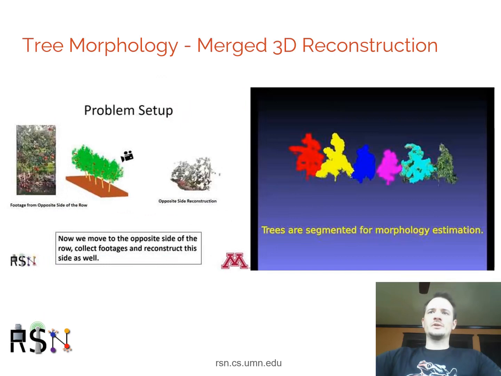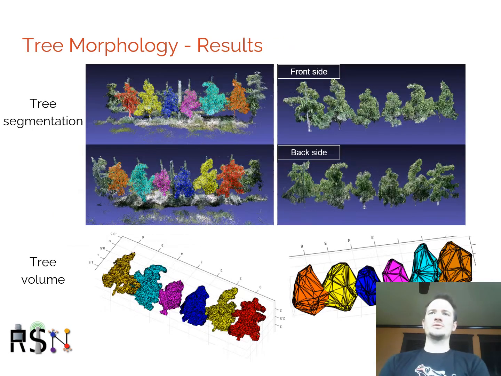The created 3D reconstruction is also useful for other tasks. For example, we can use it for tree morphology metric extraction, such as tree height or volume. Here you can see how we use the merged 3D reconstruction of the tree row using data from the front and the back side of the trees to extract different tree morphology metrics. On the top, you can see how we segment individual trees, and on the bottom you can see different metrics for tree volume extraction.